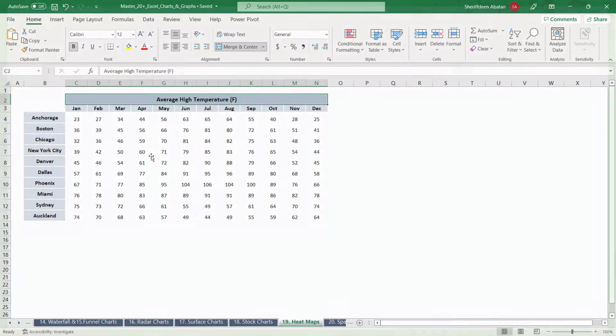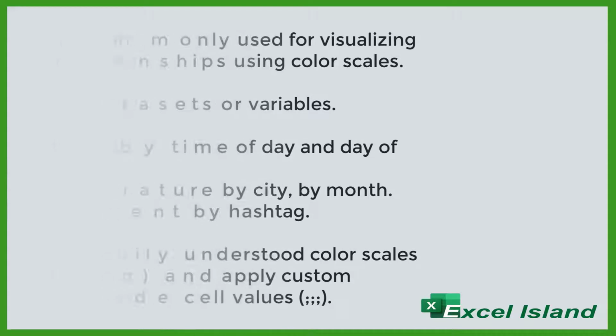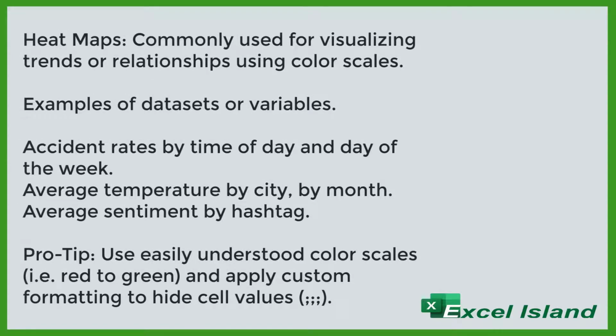Thank you. The number 19 type of chart and graph we'll be looking at is what is called the heat map. And sincerely speaking, this is not actually a chart that you go to the insert tab and insert in Excel. It is a very funny trick using what is called color scale. And heat map is commonly used for visualizing trends or relationships using color scales.